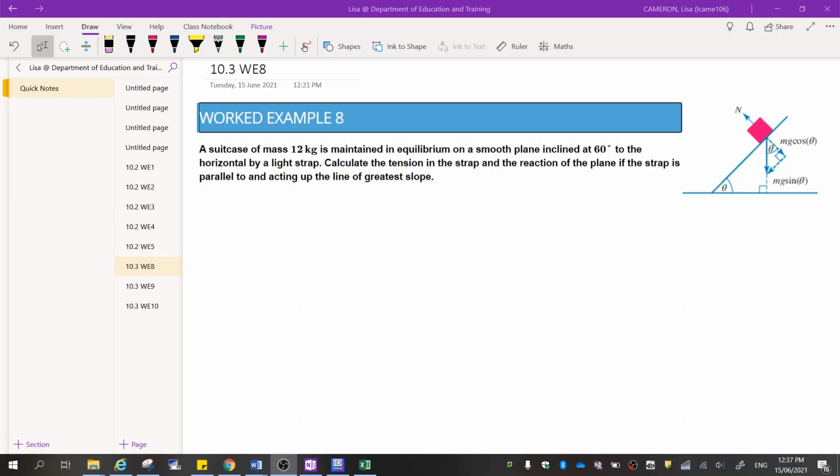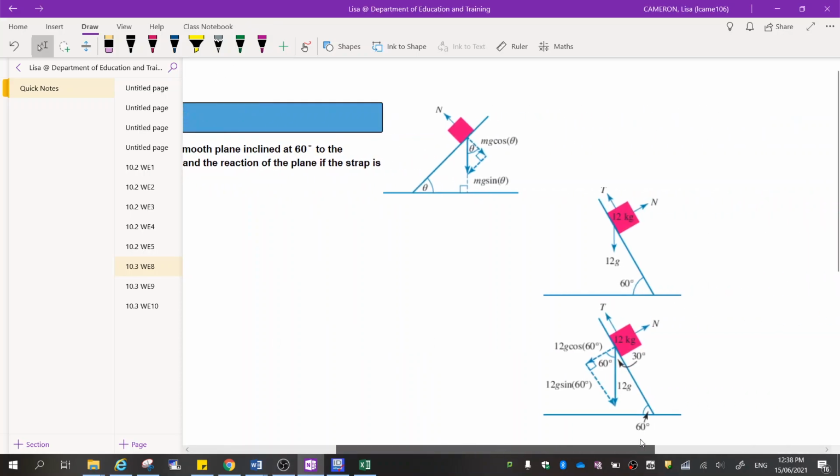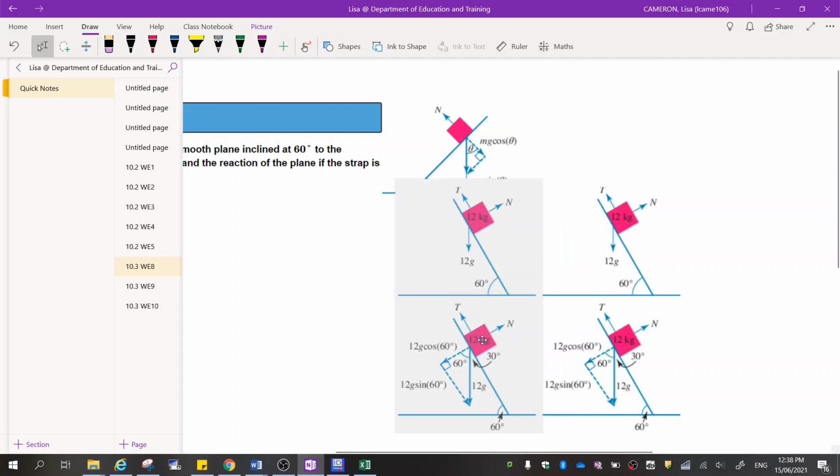So once again, I'd like you to pause the video here and have a go at drawing the diagram for yourself before we put it up on the screen. Okay, so I'm just going to scroll across to the other side and grab our diagram.